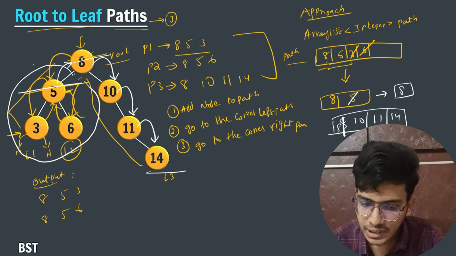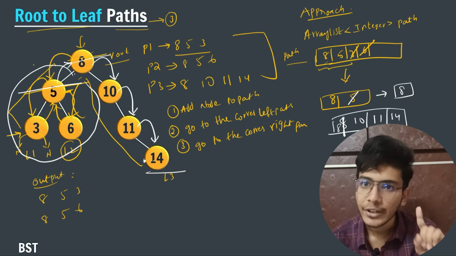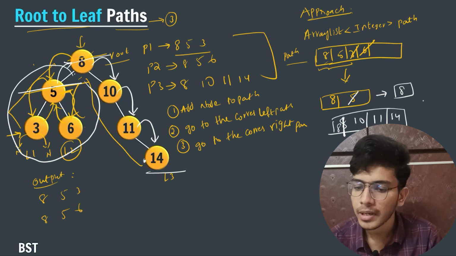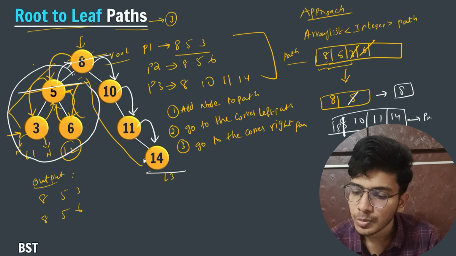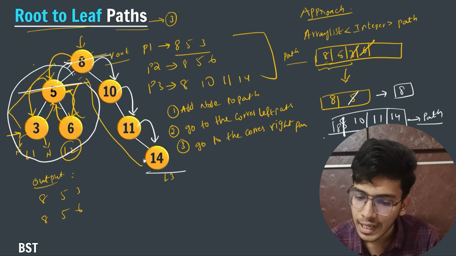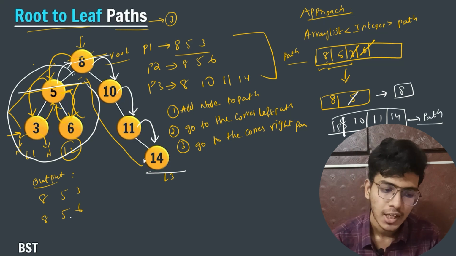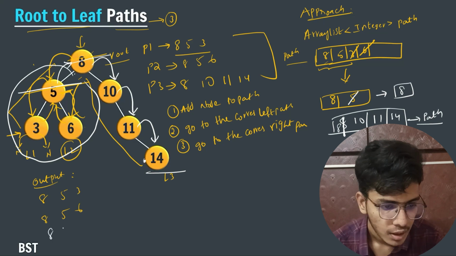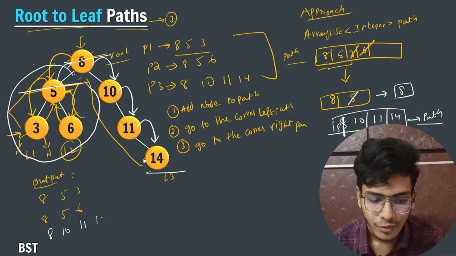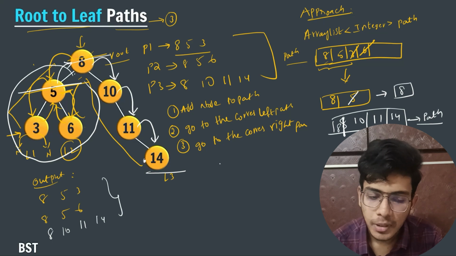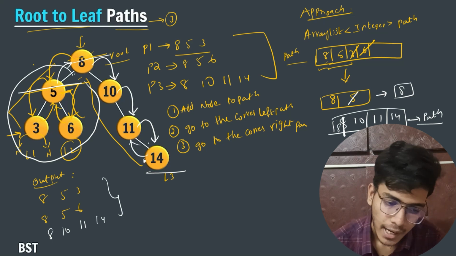Now you can see that at the 14th node, I have reached my leaf node. If it is a leaf node, I will print whatever elements are present in my path array list. So these are the elements present, and I will print those: 8, 10, 11, 14. After printing, I will recursively come back, and as I come back, I will remove the element. So I will remove 14.